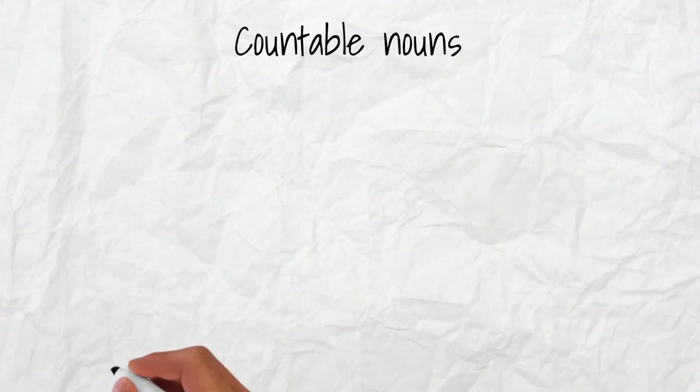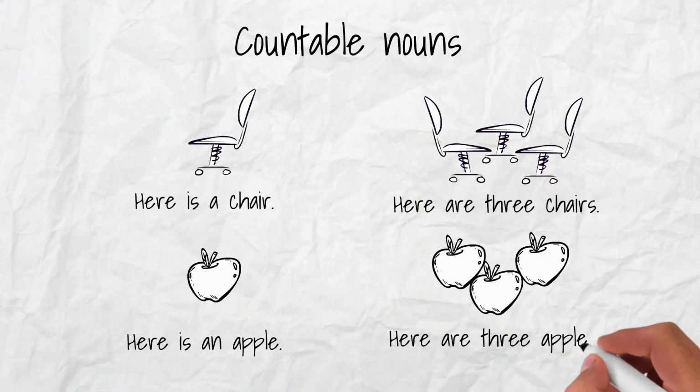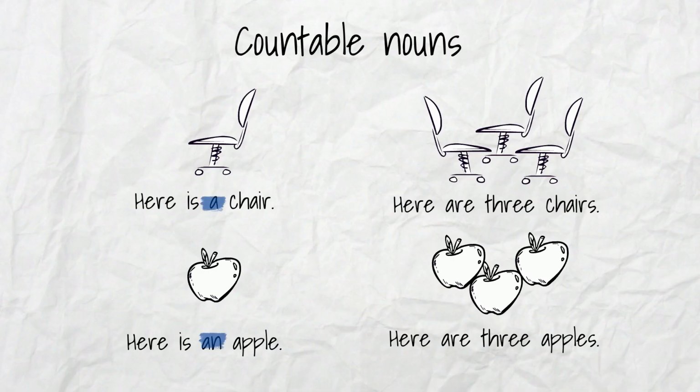So, countable nouns are things we can count, using numbers. This means they have a singular and plural form. The singular form can use a or an, as in a chair and an apple. Note that singular verbs are used with singular nouns, and plural verbs are used with plural nouns.